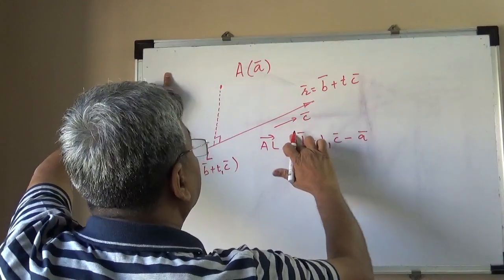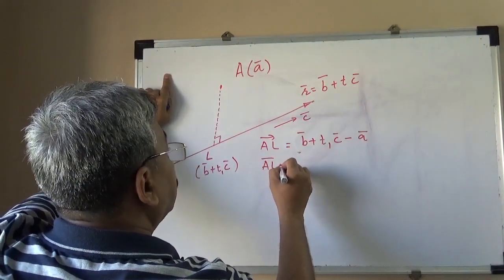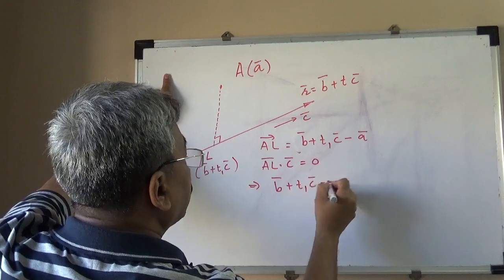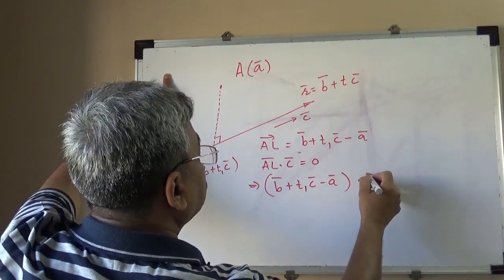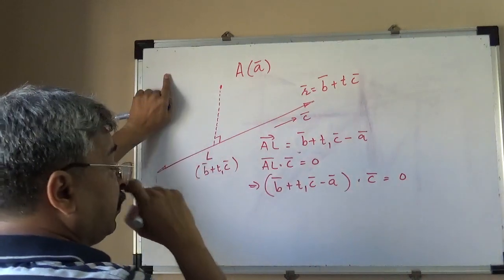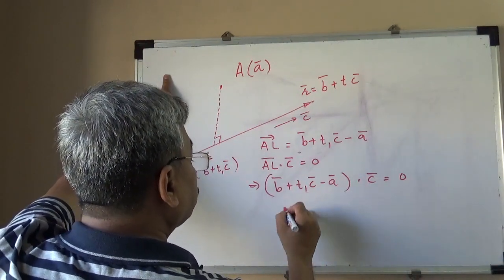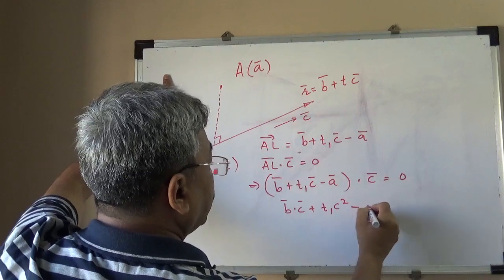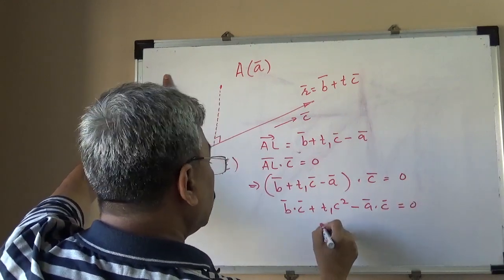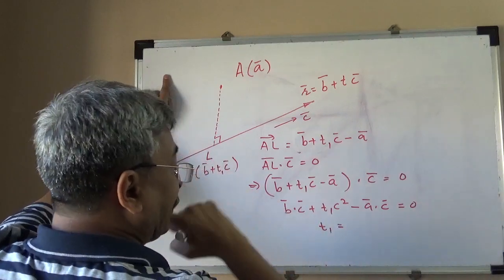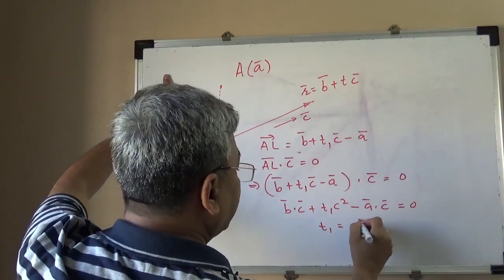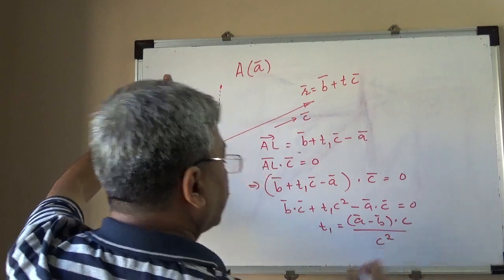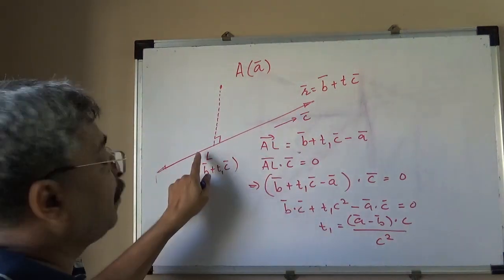So if we take the dot product, AL dot C should be equal to 0. So (B bar plus T1 C bar minus A bar) dot C bar is equal to 0. This should give us the value of T1. If we expand, we get B dot C plus T1 C square minus A dot C is equal to 0. Therefore T1 is equal to (A minus B) dot C upon C square. So this is the parameter of L.